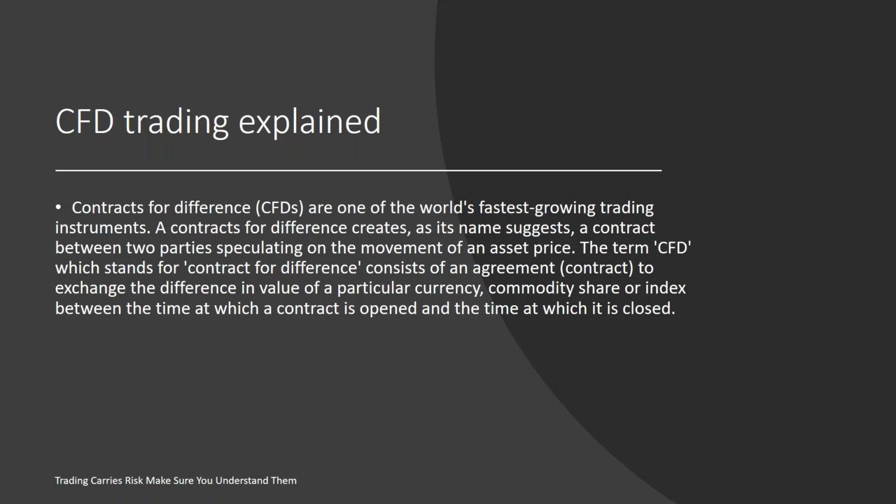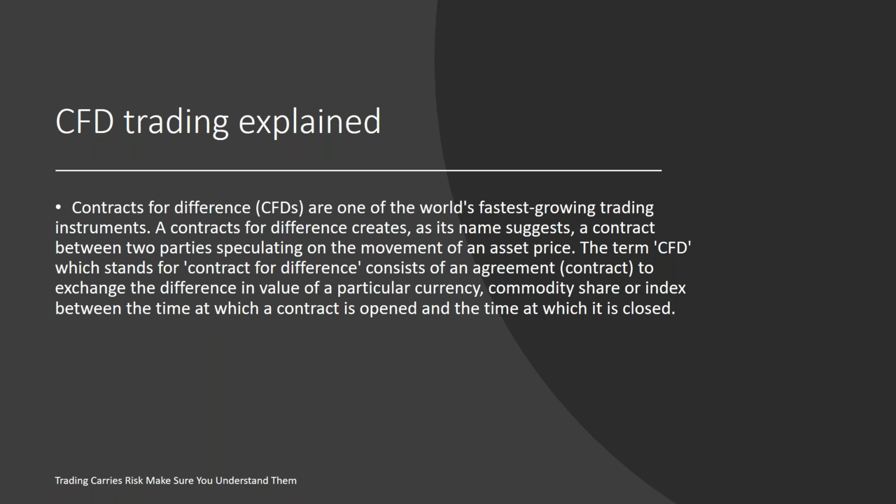Now, contracts for difference are one of the world's fastest growing trading instruments. A contract for difference creates, as its name suggests, a contract between two parties speculating on the movement of an asset. The term CFD, which stands for Contract for Difference, consists of an agreement or a contract to exchange the difference in value of a particular currency, commodity, share, or index between the time at which a contract is open and the time in which the contract is closed.